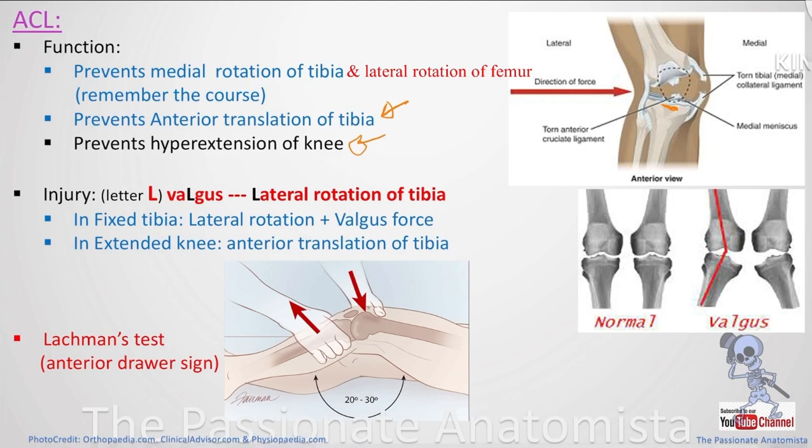How? You guys remember the running of the fibers of the ACL? Remember the boy who was trying to throw the balloon? It was coming from the anterior intercondylar area and it was moving upwards, backward, and laterally. So if you are moving laterally, you are going to insert yourself into the lateral condyle of femur. If you attach to the lateral condyle of femur, it means you are going to prevent medial rotation of tibia.